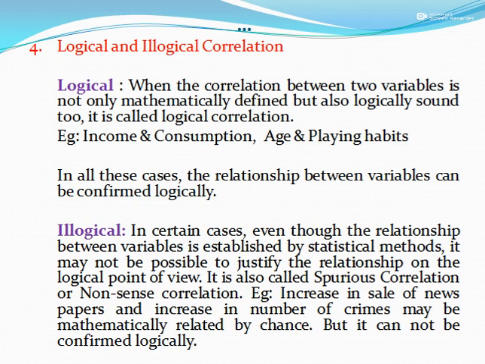For example, the data relating to increase in sale of newspapers and increase in number of crimes may be statistically confirmed, but it cannot be confirmed logically. Therefore, the correlation between increase in sale of newspapers and increase in number of crimes is an illogical correlation. Okay? I think all of you got an idea about different types of correlation.